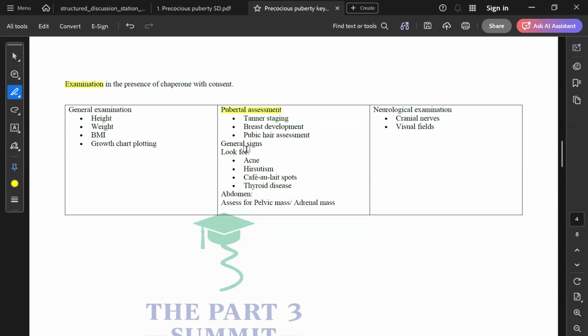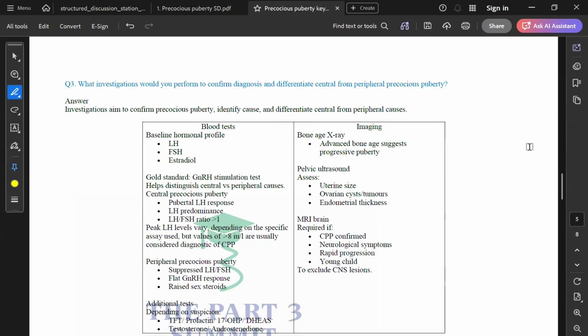And in the general examination, I'll be looking for any acne, hirsutism, café-au-lait spots, and any pointers for thyroid disease. And this you mentioned, this is what I liked: I'll be looking for abdominal masses. I'll do an abdominal examination and I'll look for any masses. So this is how you would need to be talking to the assessor. Just saying abdominal examination is not going to be sufficient. You are going to justify why you are doing that particular examination. So this is what I would want. Why you are doing that, and your justification, make sure you mention that. And neurological examination for cranial nerves, visual fields. So this will be the examination findings.